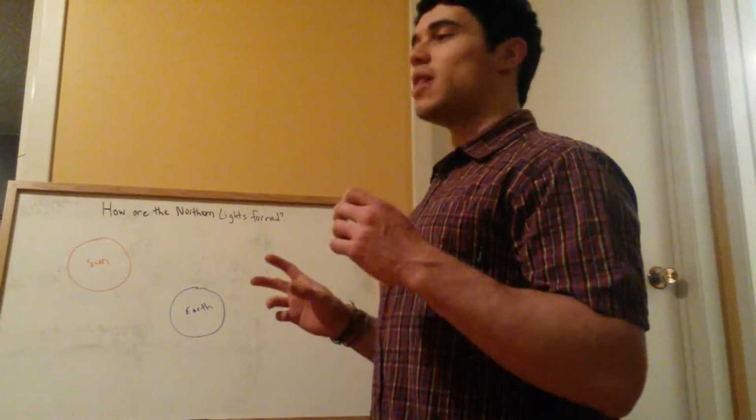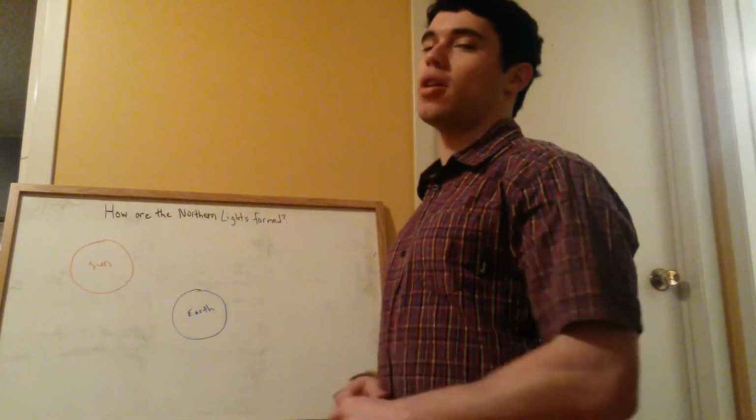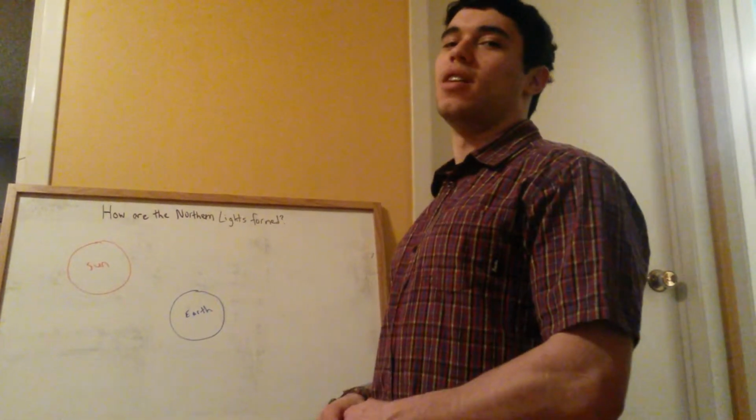For this question, the northern lights are entirely formed due to interactions between the sun and the earth. Here we have a diagram of the sun and the earth. These are not drawn to scale, obviously.